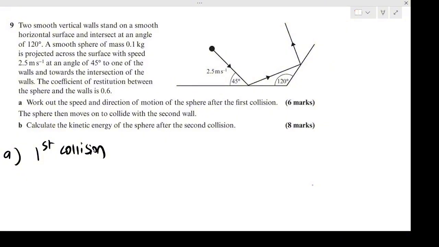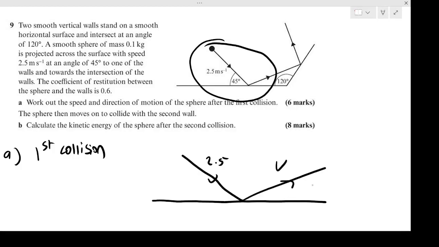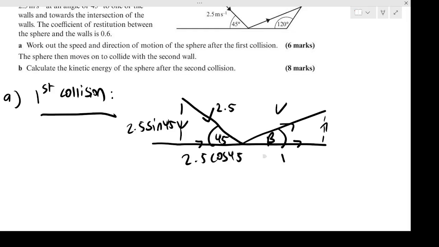Again, if I draw a diagram for the first part here, it's going to hit the horizontal floor with speed 2.5, then rebound with some speed v at an angle of 45, and then some angle beta afterwards. So again, if I just quickly label my components, we have 2.5 sine 45, 2.5 cos 45, then v cos beta, and then v sine beta.